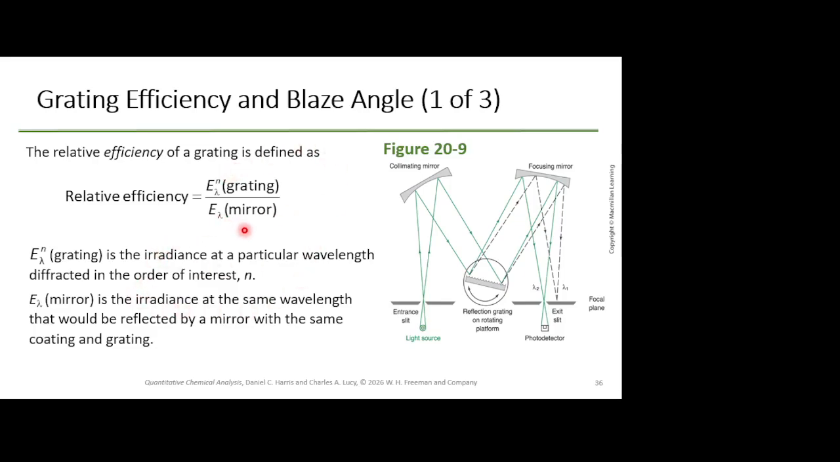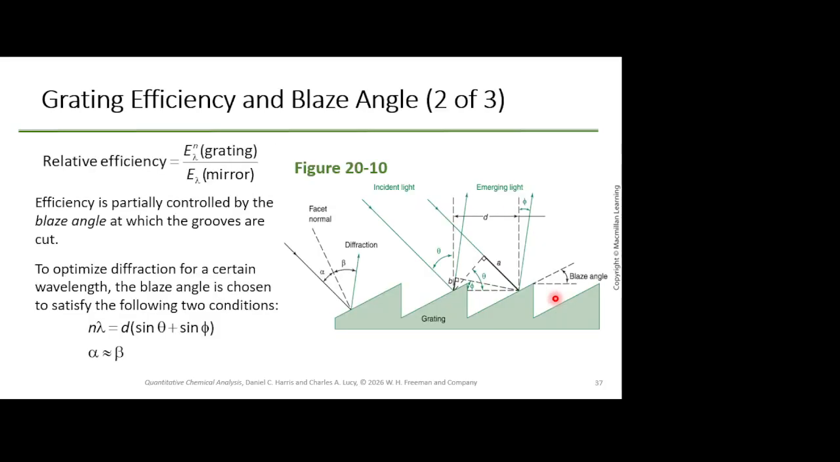The mirror is going to be the irradiance at the same wavelength that will be reflected by a mirror with the same coating and grating. And so that would then be divided by this one. Notice it does not have the order of interest right here. And you can very well get this to be orders of magnitude less frequency coming out than you would need to actually get a spectra that looks decent. So this can actually take quite a bit of work.